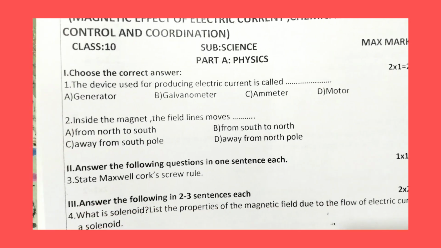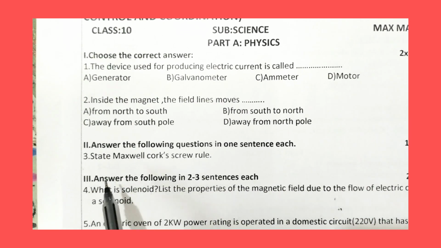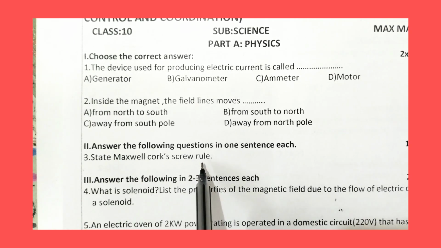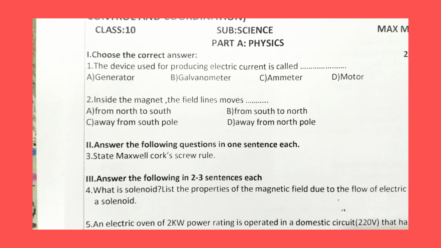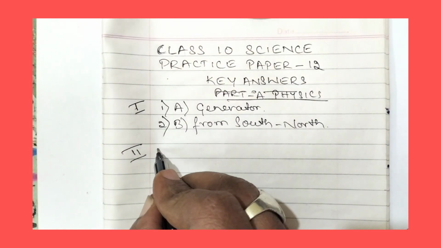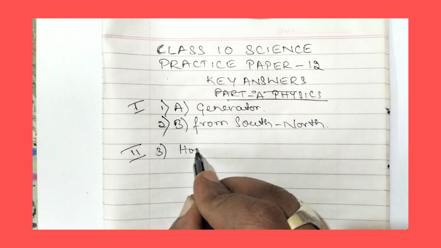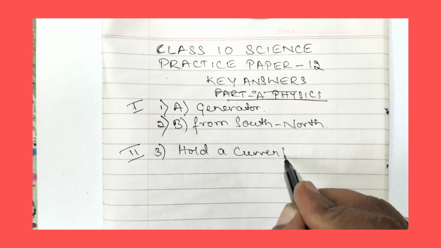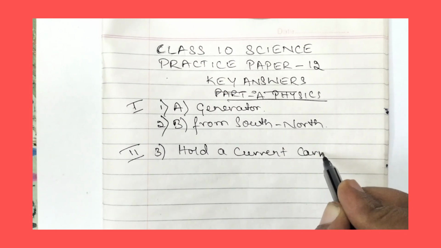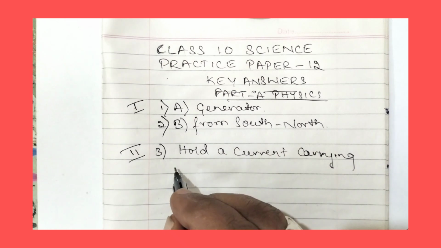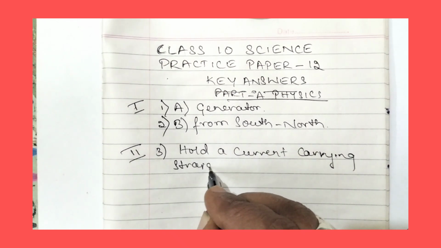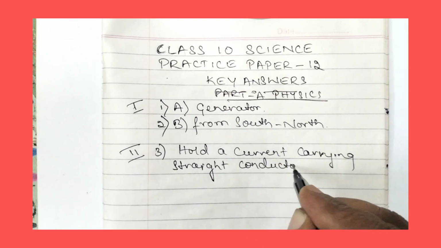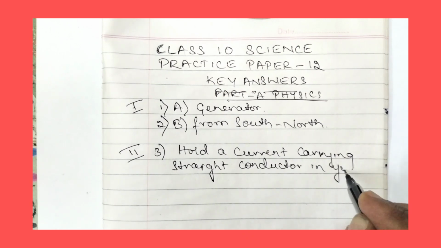The second main first question is, state Maxwell corkscrew rule. Maxwell corkscrew rule is also called the right hand thumb rule. So now let us state the right hand thumb rule. Hold a current carrying straight conductor in your right hand.